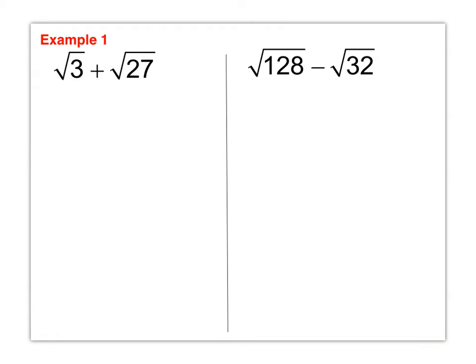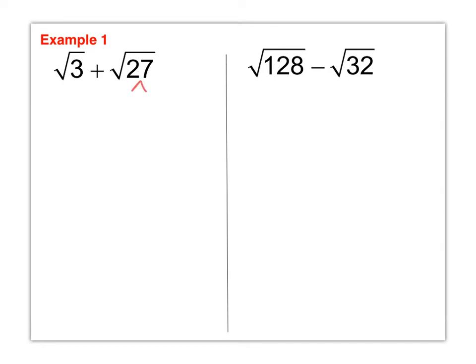Let's continue to work through adding and subtracting radical expressions. In example 1 on the left side here, we have the square root of 3 plus the square root of 27. These, as they're written, are not like terms, but if we simplify, we may be able to combine these into a single radical. Let's simplify the square root of 27.